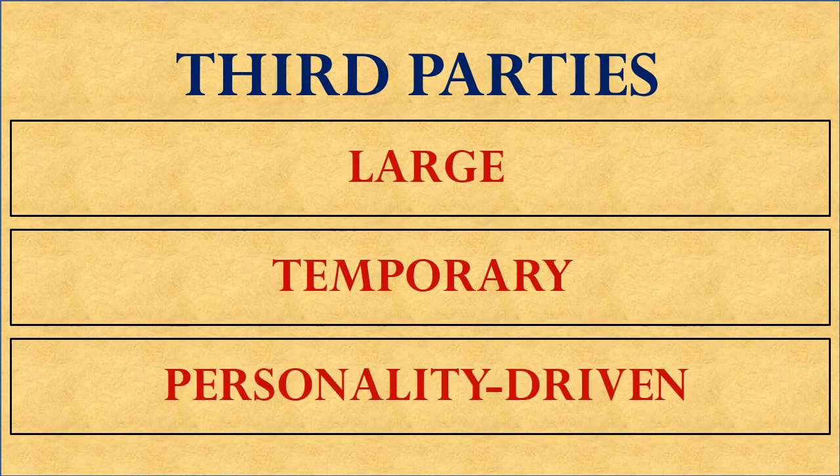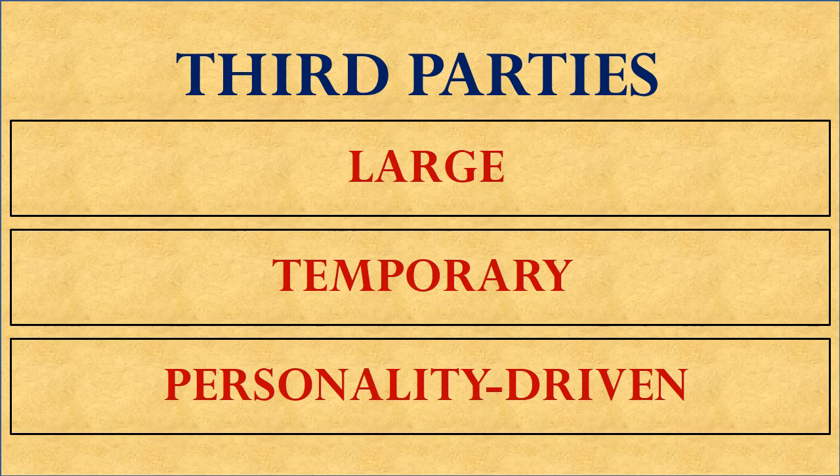The reason is that third parties are personality driven. What this means is they are built around a single person. The Bull Moose Party was built around Teddy Roosevelt. Built around Ross Perot was a new political party called the Reform Party. So these political parties were big for a short time when they had their prominent candidate that people kind of loved. And then once that person was gone, the political party essentially disappeared also.